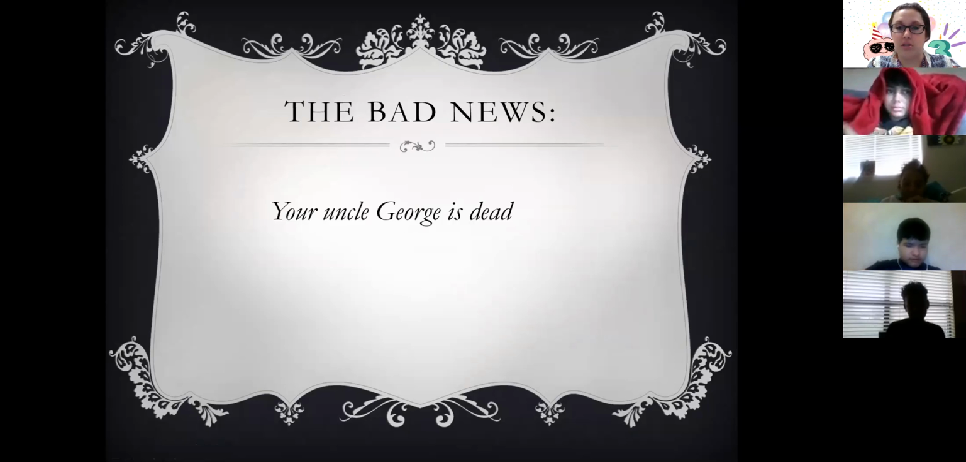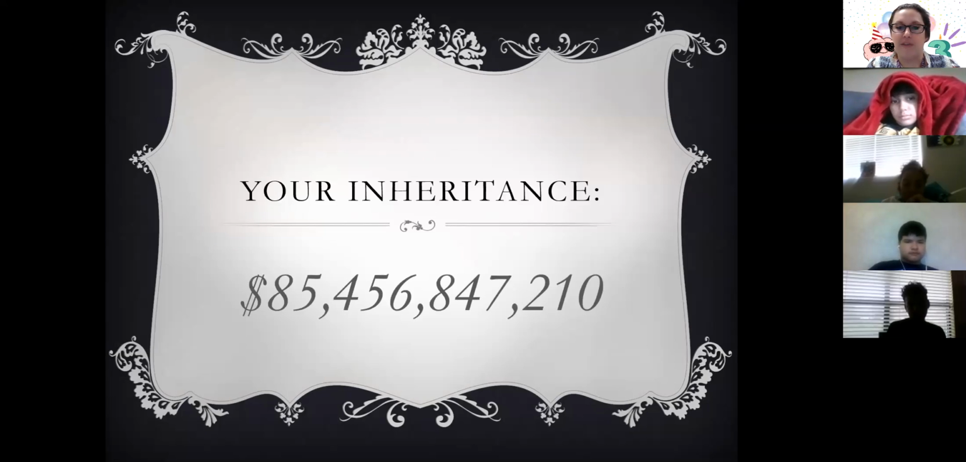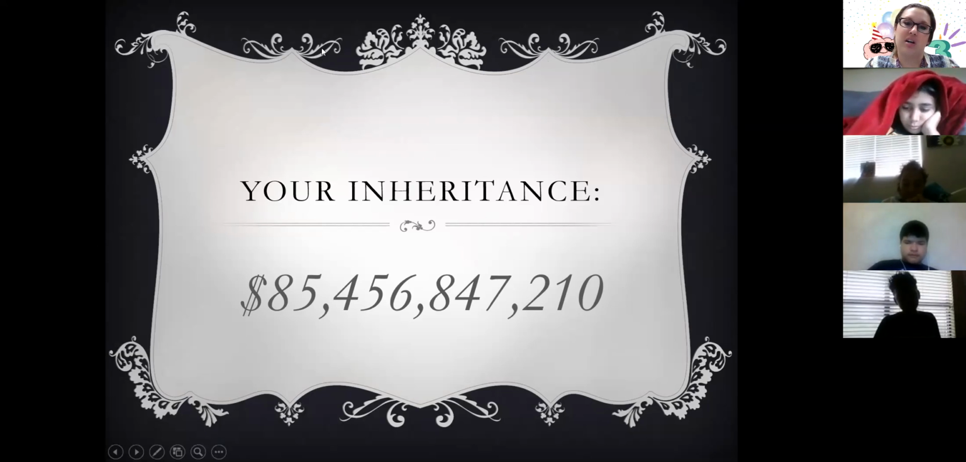So the good news is that Uncle George was a billionaire and he left you everything he had. Okay, so let's see how much money you're inheriting from Uncle George. You're getting $85,456,847,210. It's a lot of money. Okay, so what I want to know in the chat is what you're going to spend the money on. You can tell me you're going to donate to charity, or buy your mom a house. Okay, let's assume we're all buying our moms houses. I want to know what you're going to buy for yourself. So go ahead and tell me that in the chat.